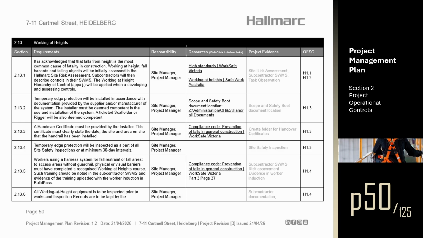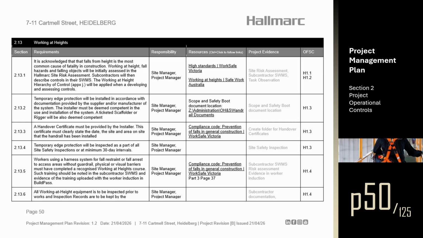Section 2.13.3. A handover certificate must be provided by the installer. This certificate must clearly state the date, the site, and area on site that the handrail has been installed. Section 2.13.4. Temporary edge protection will be inspected as a part of all site safety inspections or at minimum 30-day intervals.